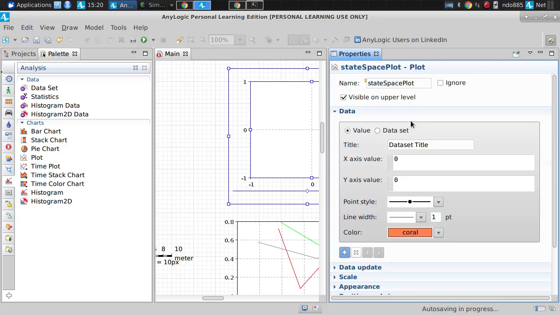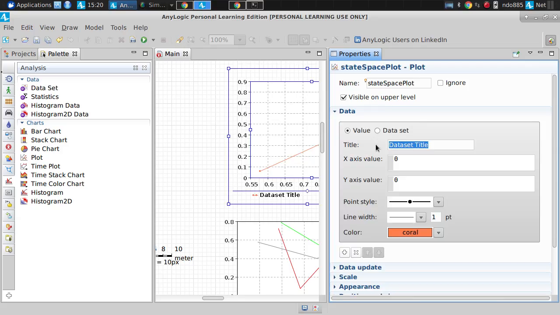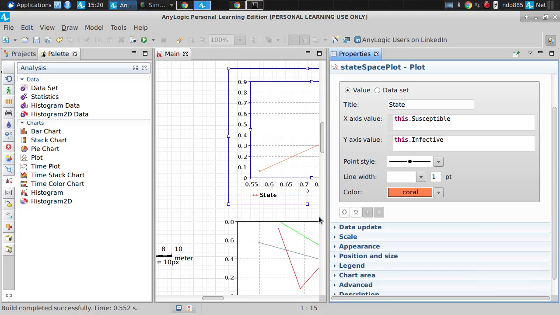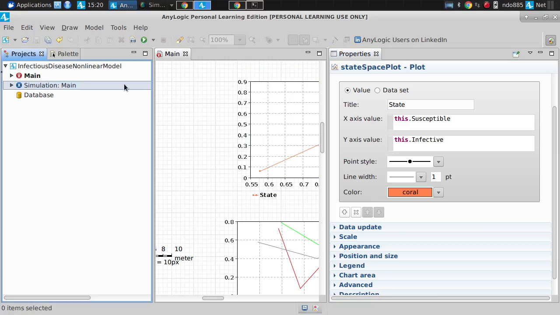So let's add data in. We're going to add in, so this is a plot here, ladies and gentlemen. We're going to add in the state of the system. The x value will be given by this dot susceptible, and the y value by no less than this dot infective. Okay? Great. That's good. Let's run it as it is. So what did I do?